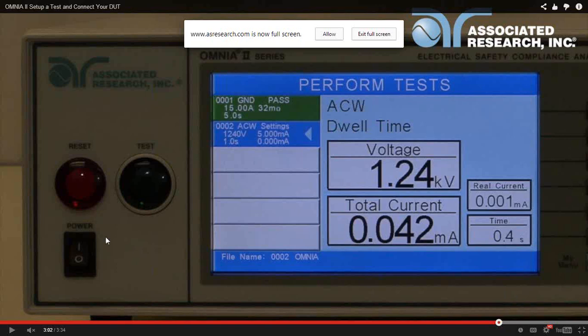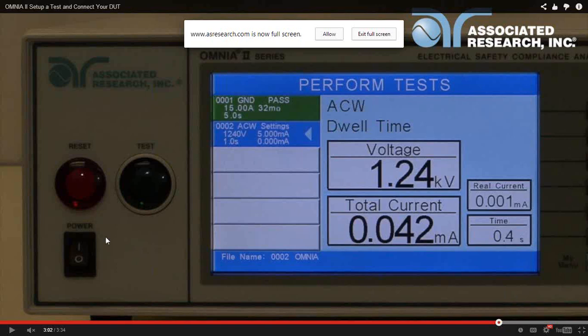And more details on ground bond and high pot tests can be found if you visit our webinar archive page on our Associated Research website. We've presented webinars on each of these tests. There are actually 2 webinars on high pot test itself, so we've covered it in quite a bit of detail. That's why we're not going to go into too much detail for this presentation.